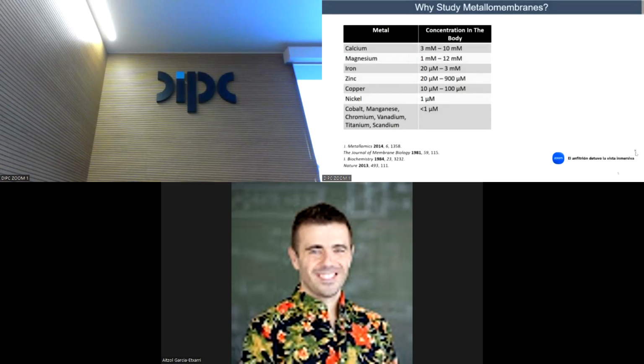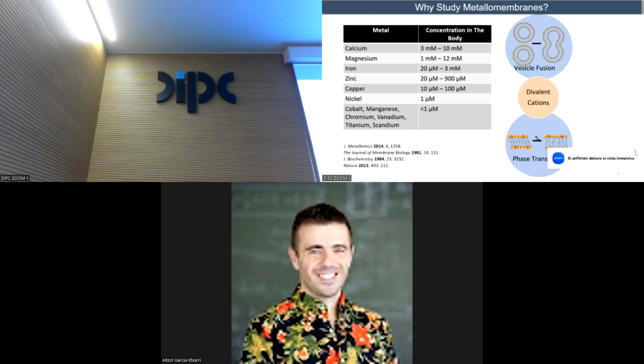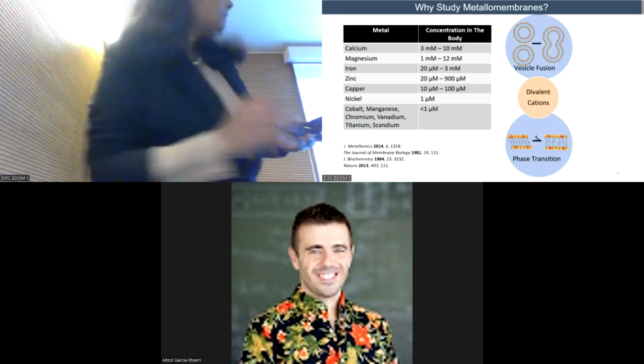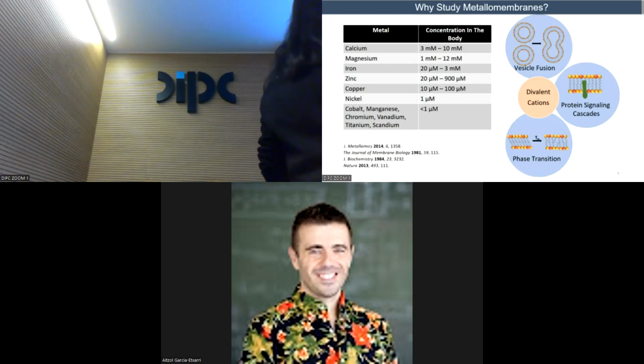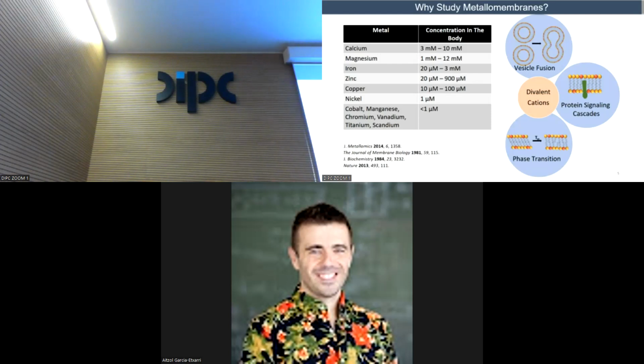So if we look at the common metal ions that are present in our body, ions like calcium and magnesium that are present at millimolar concentrations, these ions have been known to bind to negatively charged lipids. And binding of calcium can cause the fusion of negatively charged lipid membranes. It can change the phase transition temperature and cause change in the phase behavior of the lipids. It can also trigger protein signaling cascades. Now, if you go down this list, ions like copper or zinc, the transition metal ions, have been studied to much less extent in this context.